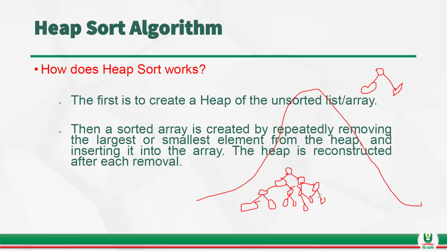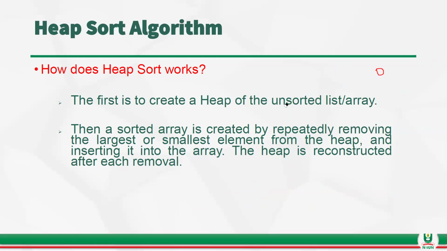So let's assume that the data has finished now. You see, what you have already looks like a heap. So that's the first thing the algorithm wants to do: create a heap of the unsorted data. Then a sorted array is created by repeatedly removing the largest or the smallest element, whether you are doing a maximum heap or a minimum heap, ascending or descending order, and inserting it into the array, just like I showed you earlier. So the heap is reconstructed after each removal.